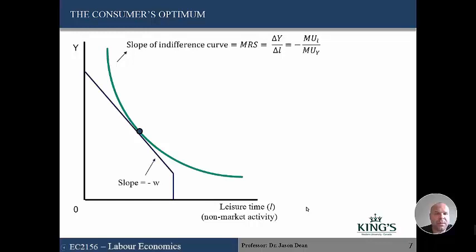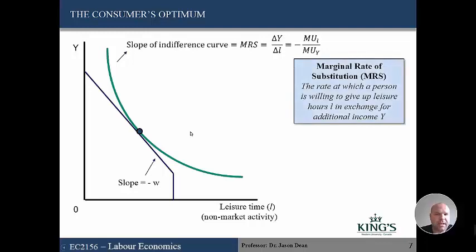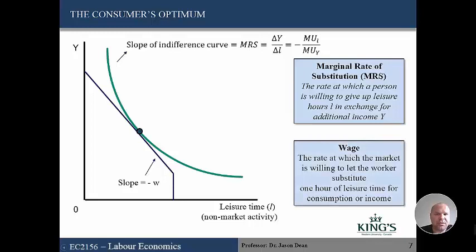Okay, so the slope of lines tangent to the indifference curve is the marginal rate of substitution, and at the optimum point here, the marginal rate of substitution is going to equal the wage. And that's because, remember, the slope of the budget constraint is equal to the wage. It's negative. Marginal rate of substitution is negative. So we can just set them equal to each other and ignore the negative. Okay, so this is the optimum point.